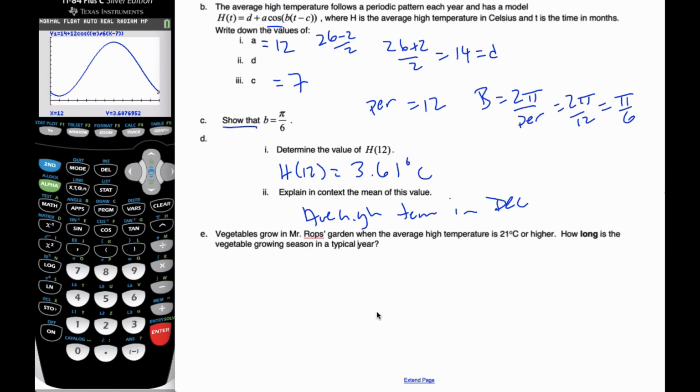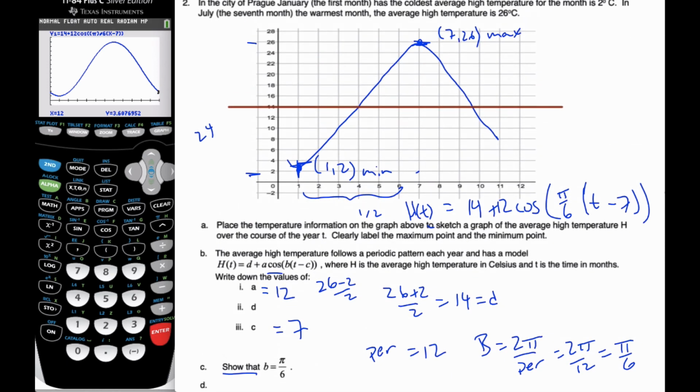Okay, so now it says Mr. Robs, vegetables grow in Mr. Robs' garden when the average high temperature is 21 degrees or higher. How long is the vegetable growing season in a typical year? Well, in order to do it, I need to solve this equation for 21. And if I think graphically, I'm going to take my principal axis here, I'm going to move it up to 21.